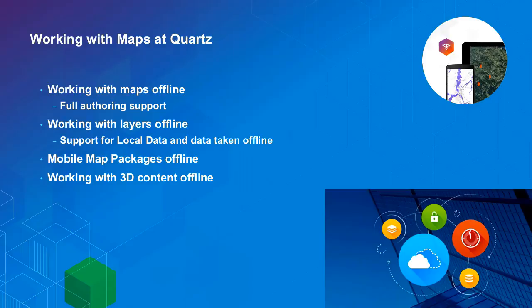You can work with maps offline at Quartz. What we've really been looking at so far has been working with individual layers offline, basemap layers, feature layers, but not really talking about taking a map offline. Well, at Quartz, you'll be able to take maps offline, and you get the beautiful cartography that you've authored in Pro or you've authored online, and all of that comes down as part of the map. So we're now really talking about working with maps.